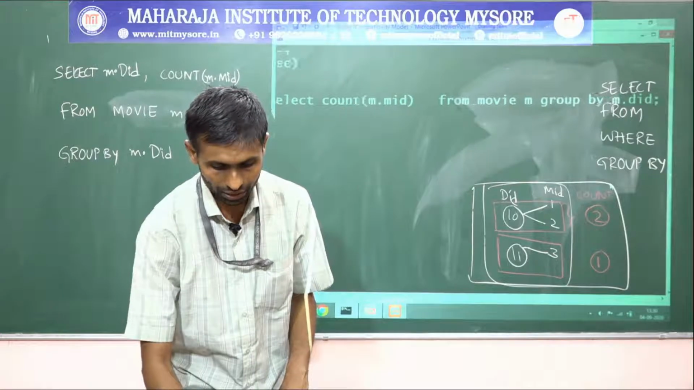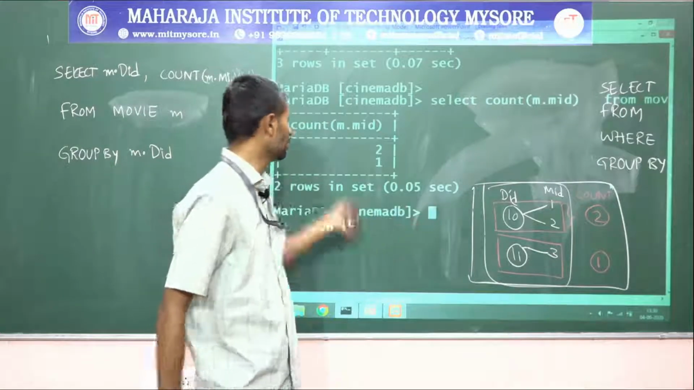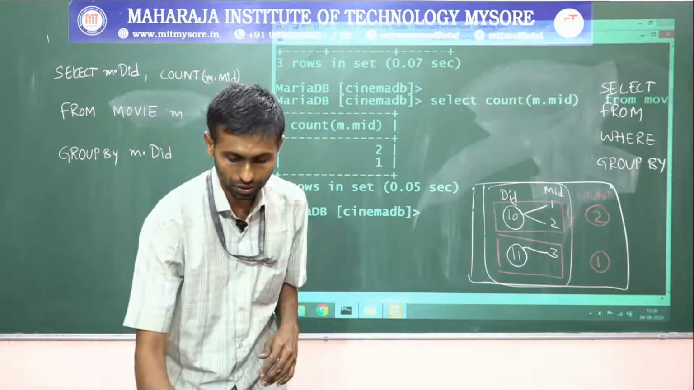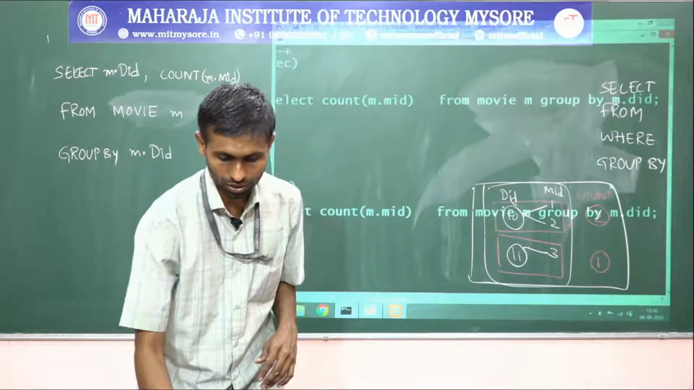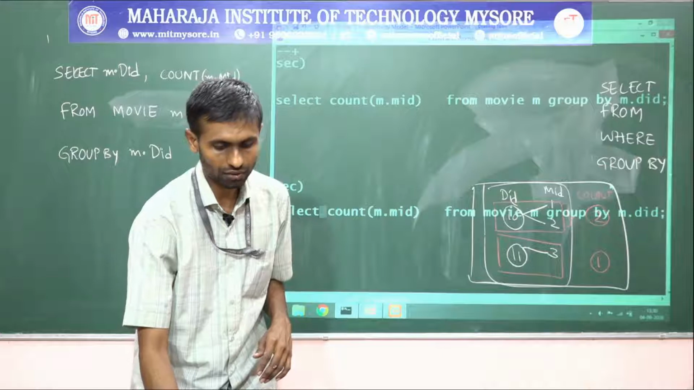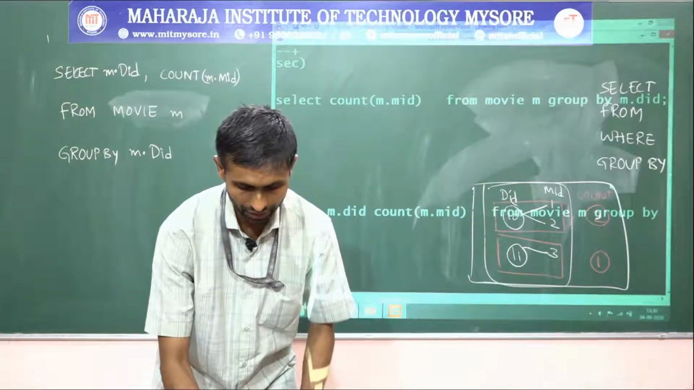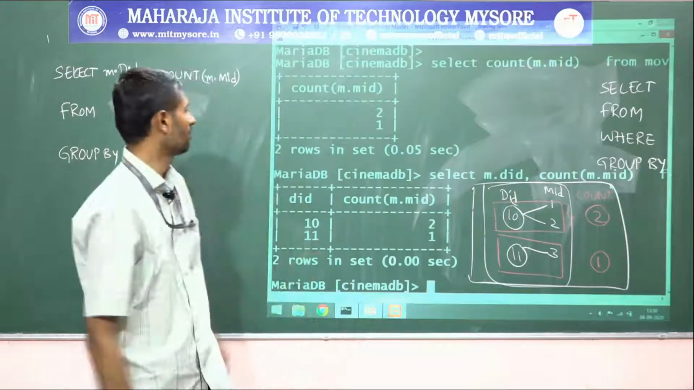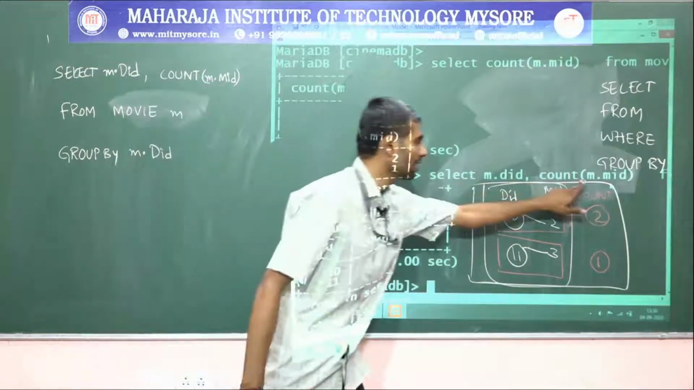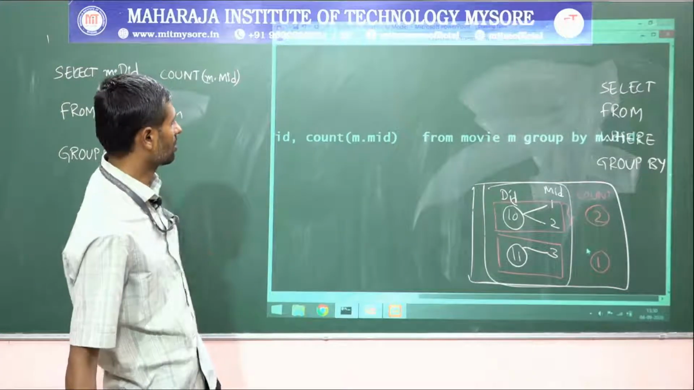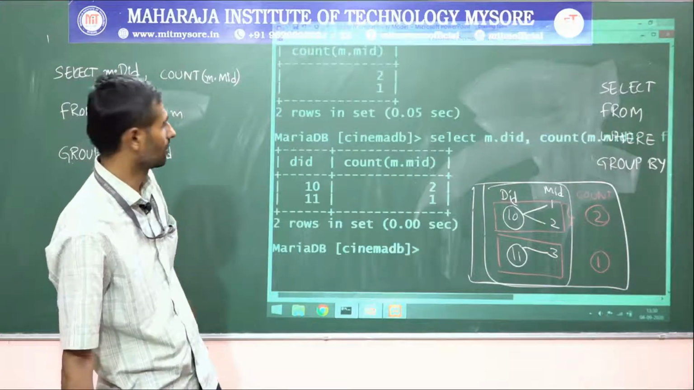It displays only the counts, but I also want to display which DIDs these counts correspond to. So what to do? Along with the count, display M dot DID also. That's it. Select M dot DID along with the count. This is the same query we have written, and we got the answer.